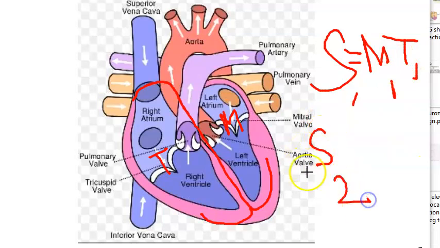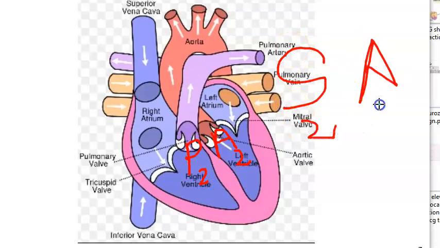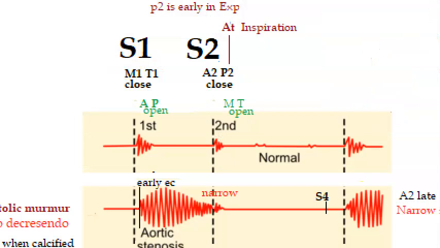Then the second heart sound is when the aortic valve closes and the pulmonary valve closes. So the second heart sound is A2 P2. So you got this much, isn't it? Just make this kind of a diagram where S1 is M1 T1 closing and S2 is A2 P2 closing. So this much you have understood.